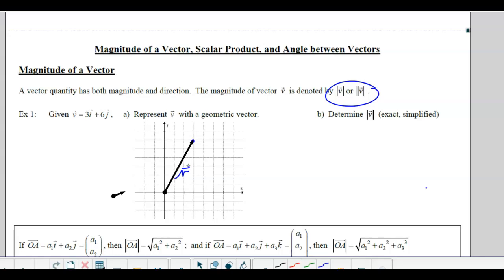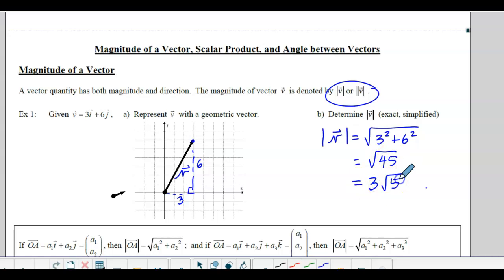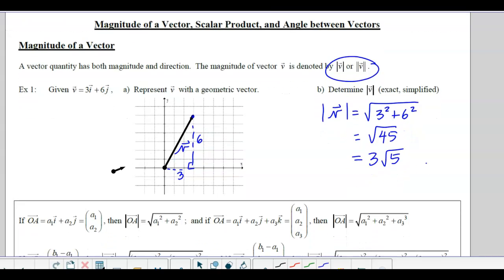Magnitude, well, that's a right triangle, right? So that's 3 and that's 6. So the magnitude of v is the square root of 3 squared plus 6 squared. Represented as an exact value in simplified form: 36 plus 9 is 45. That's 3 root 5. We don't use units unless it's an application question, right? So just leave it as 3 root 5.